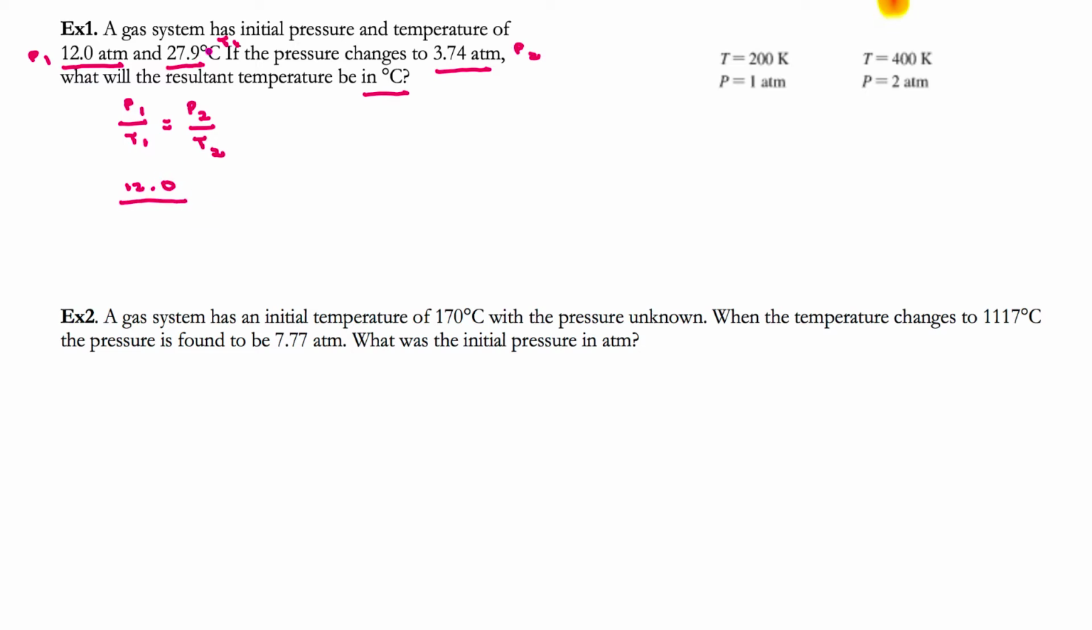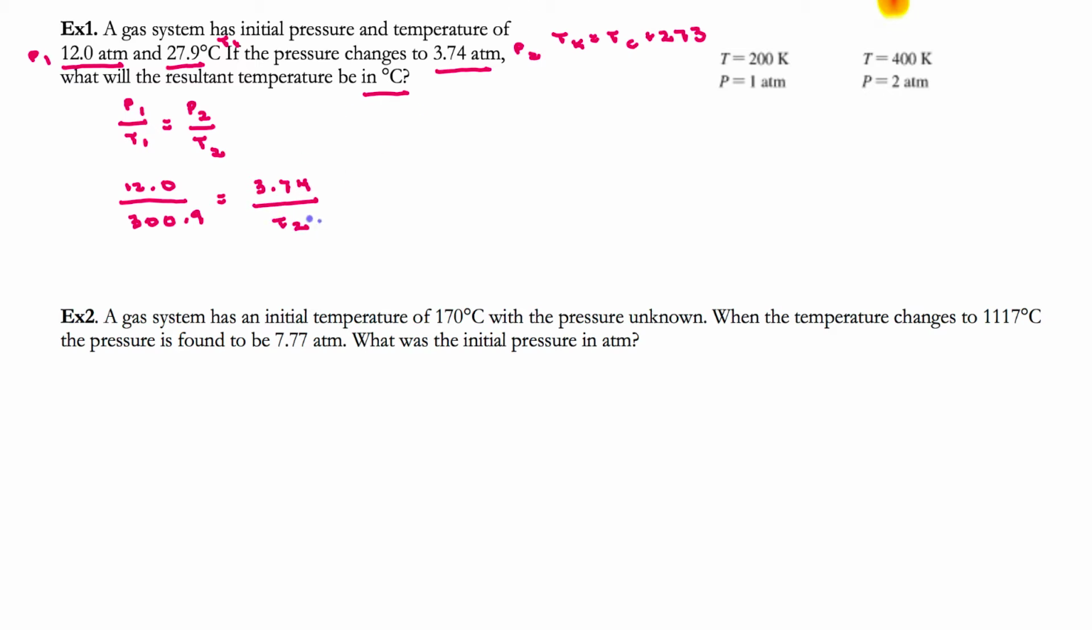So what I need to do, remember to go from degrees Celsius into Kelvin, I need to simply add 273 to my temperature in Celsius. So I'm going to do that right now. So 27.9 plus 273, and I get 300.9. So I'm not going to round this. I'm going to just keep it as it is. That equals my pressure in my second situation, which is now 3.74 atmospheres. So my pressure has decreased, and I'm being asked to solve for my new temperature.